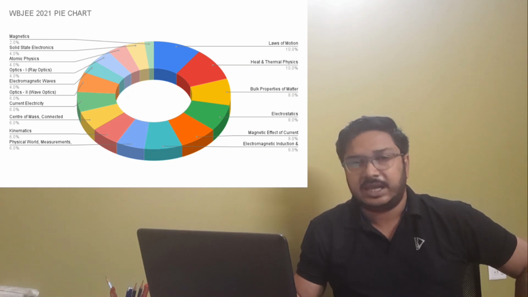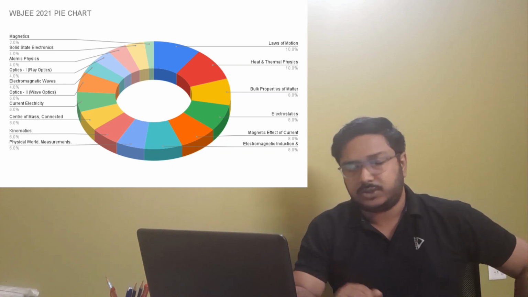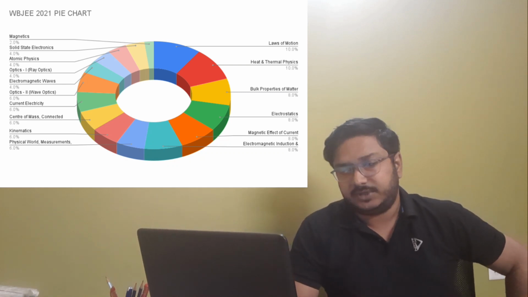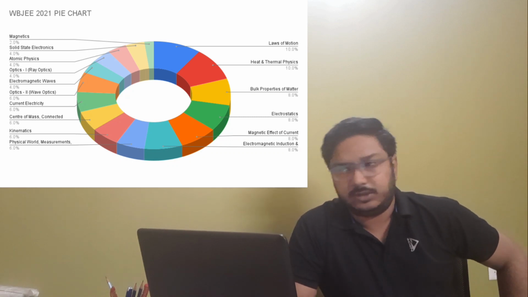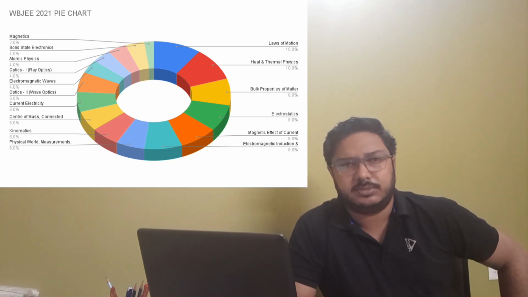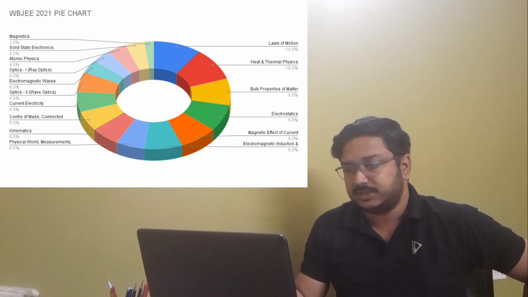That means the amount of questions coming from the major module, say laws of motion, and in the previous year, if you compare the maximum question coming from a single module, in this year the number of questions coming from a single module is lesser. So it was more spread out, that we can see.